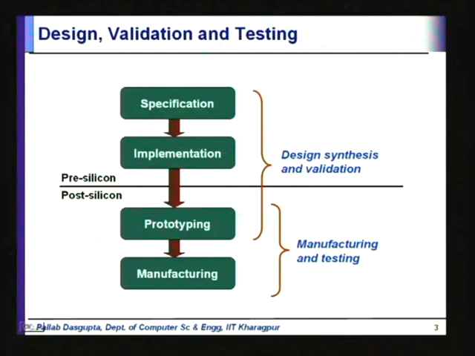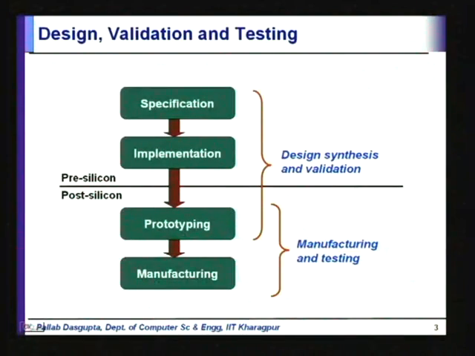The next step is checking whether the specification has been correctly implemented. Whatever we have implemented, is that what the specification demanded? That is the second step of verification. And then the third step: when we have the prototype, we still do a verification, because we want to make sure that whatever prototype we have developed is correctly implementing the design intent.